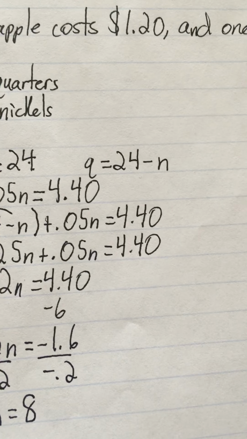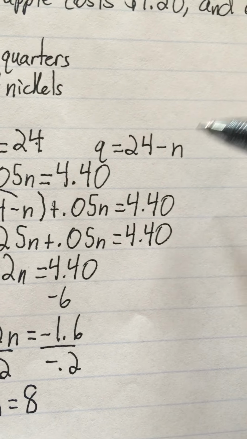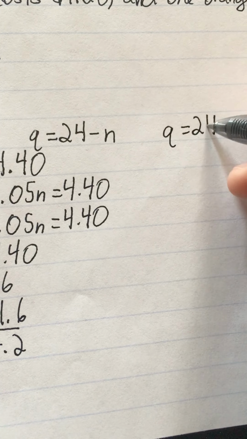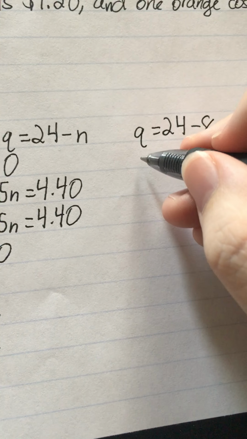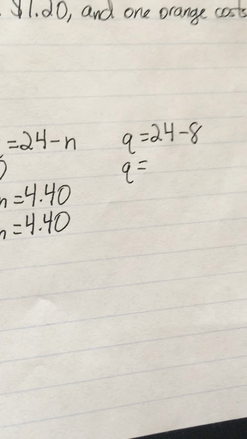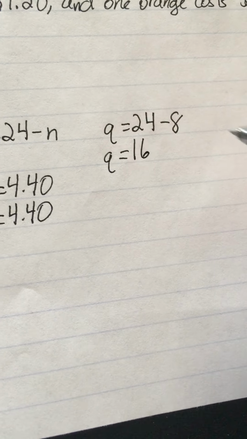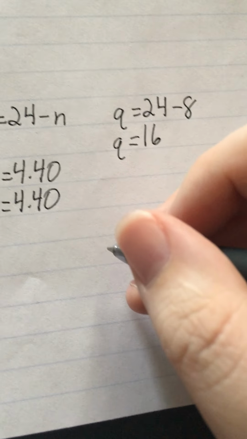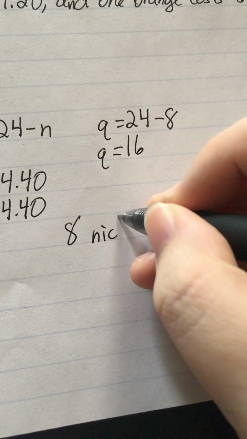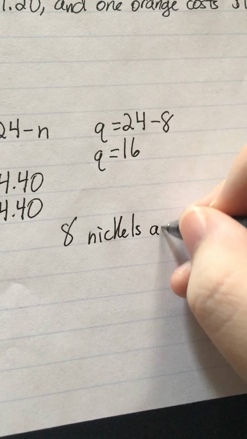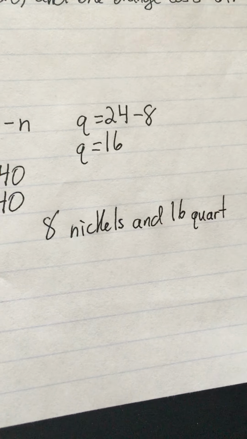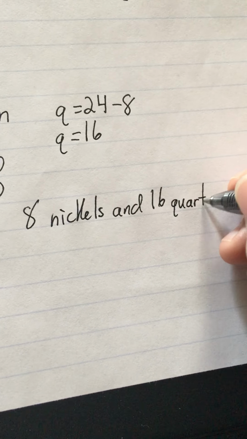So then I went up and I plugged that back into our equation here. Q is equal to 24 minus 8. So that's Q is equal to 16. So that means that Mrs. Bomberger has 8 nickels and 16 quarters. Sorry, my phone is dying.